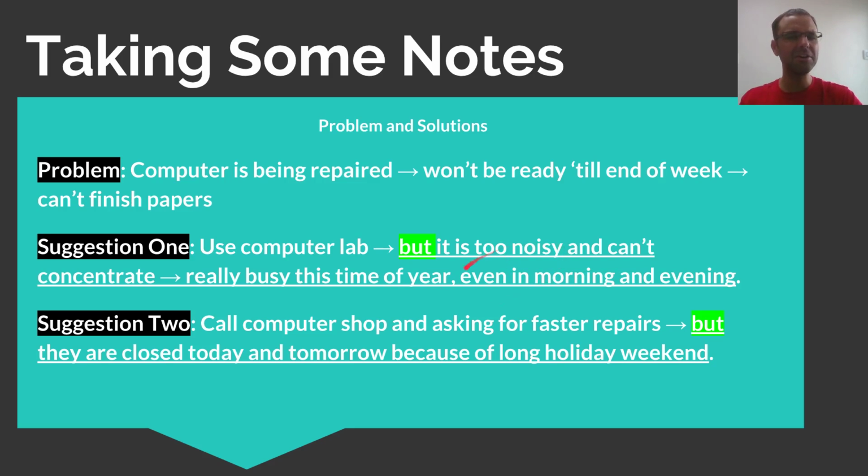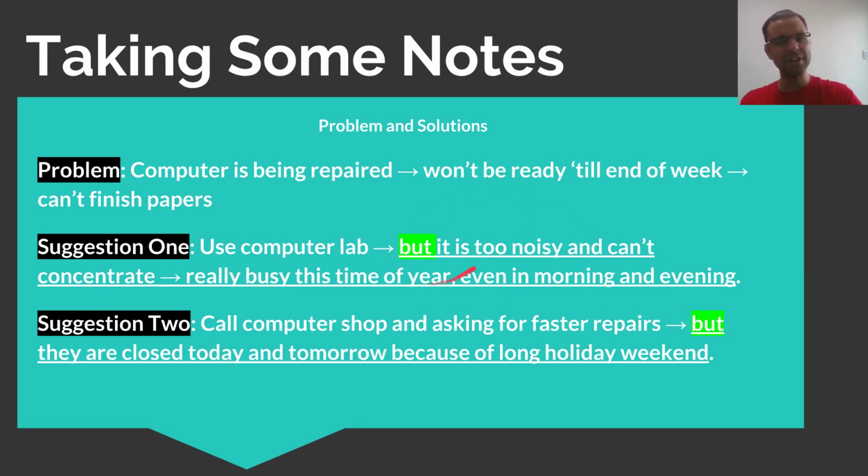And again, all of the details about the objections are useful. So get as many notes as you can. Lastly, I made some notes about the second suggestion, which comes near the end of the conversation. In this case, the suggestion is to call the computer shop and ask for faster repairs. But they are closed today and tomorrow because of the long holiday weekend. Again, I got the problem and I got the objections.